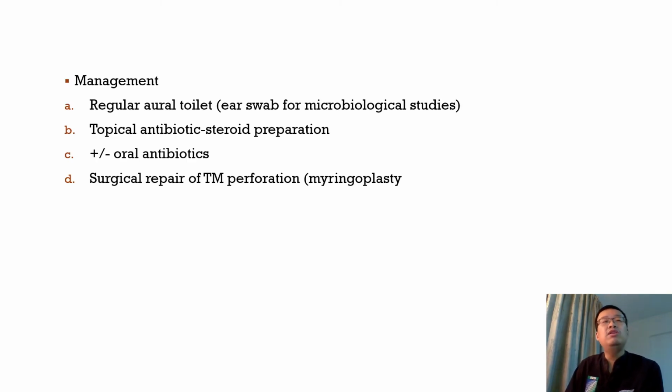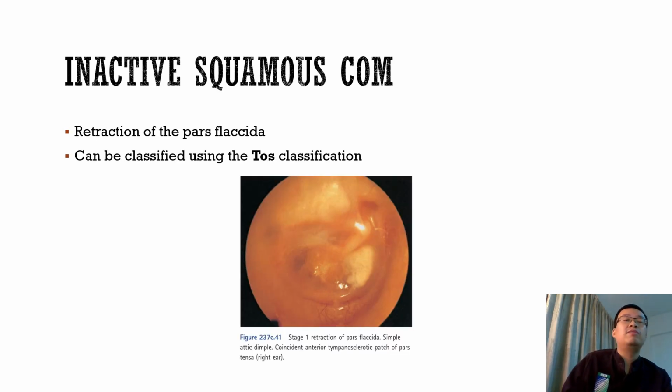Okay, so what you need to do is regular ear toileting. If it's chronic, you may need to do an ear swab for microbiological studies because you may need to treat it accordingly. Topical antibiotic steroid preparations with or without oral antibiotics. If the ear has been dry, you may consider a myringoplasty or surgical repair of the tympanic membrane.